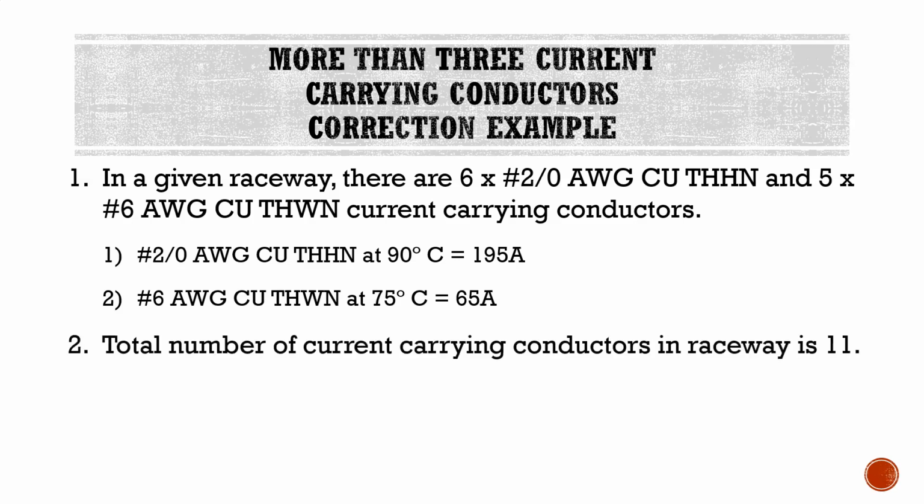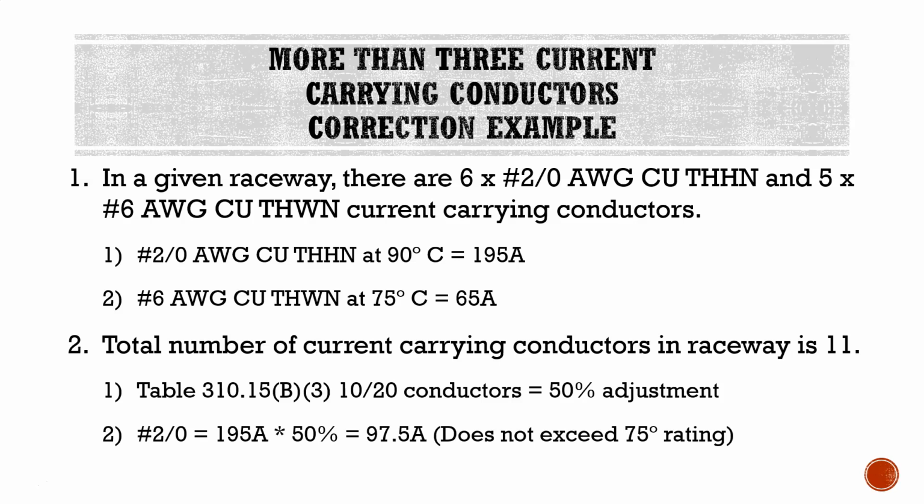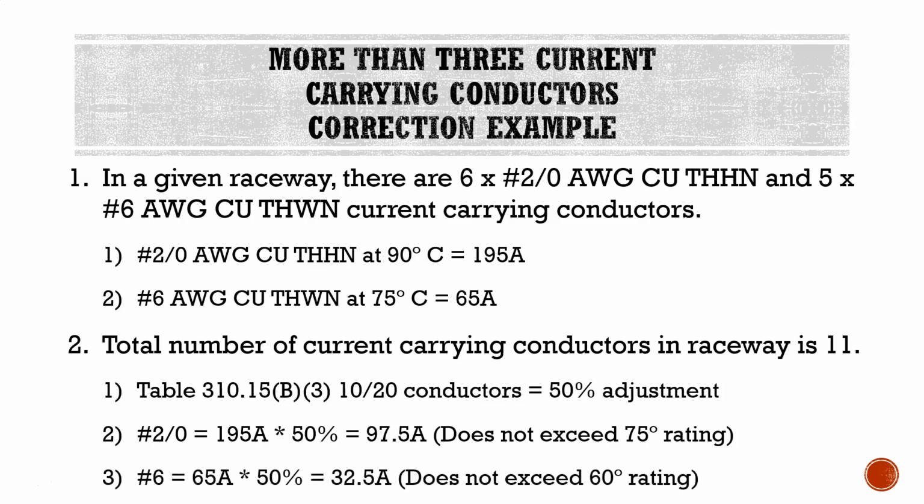Moving on, the total number of current carrying conductors in the raceway is 11. We see that Table 310.15(B)(3), which was our adjustment table, for 10 to 20 conductors, gives a 50% adjustment. So for our 2/0 conductors, they're good for up to 195 amps, times 50% equals 97.5 amps. We note this does not exceed the 75 degrees Celsius rating for the conductors, since our adjustment can't exceed the original value of the conductors for their normal temperature, which would be 75 degrees Celsius for 2/0 copper. For our number 6 conductors, we have 65 amps times 50% equals 32.5 amps.